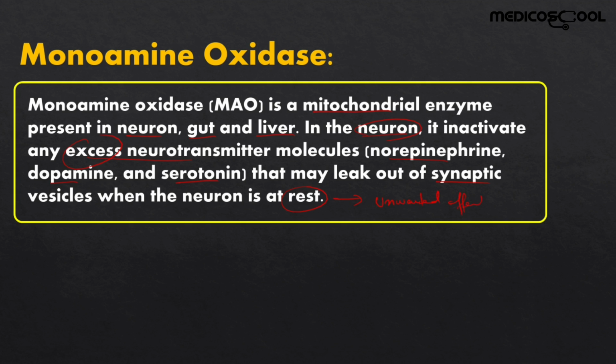So in order to prevent these unwanted effects, what does the monoamine oxidase do? It degrades and metabolizes these neurotransmitters.